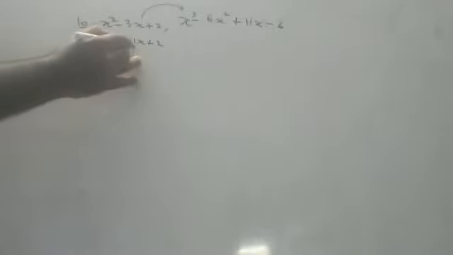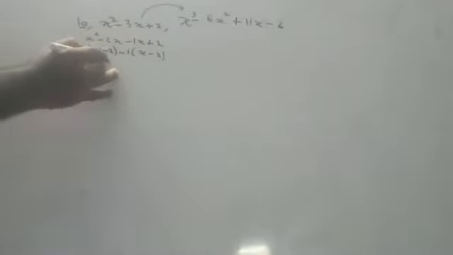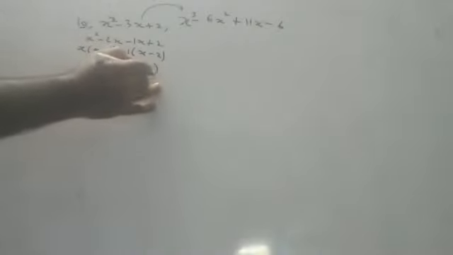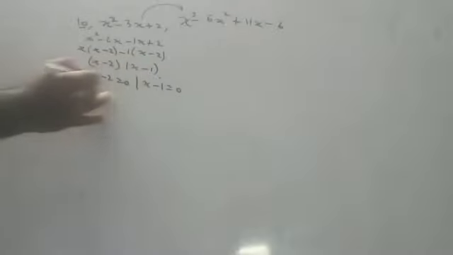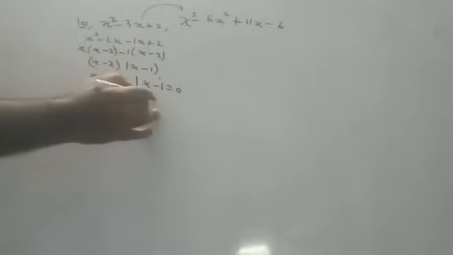But without division, how to do it? By using the factor theorem. Without division, I am showing, children. So x into x minus 2 minus 1 into x minus 2, that is x minus 2 into x minus 1. Okay, children. So x minus 2 is one factor, x minus 1 is one factor, x is equal to 2, x is equal to 1.